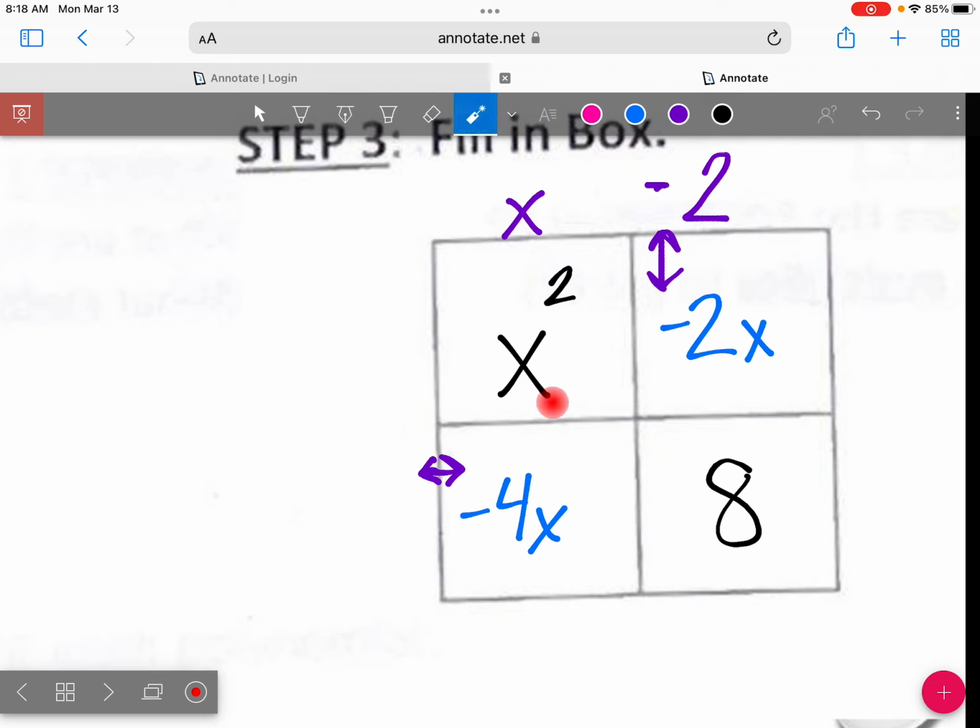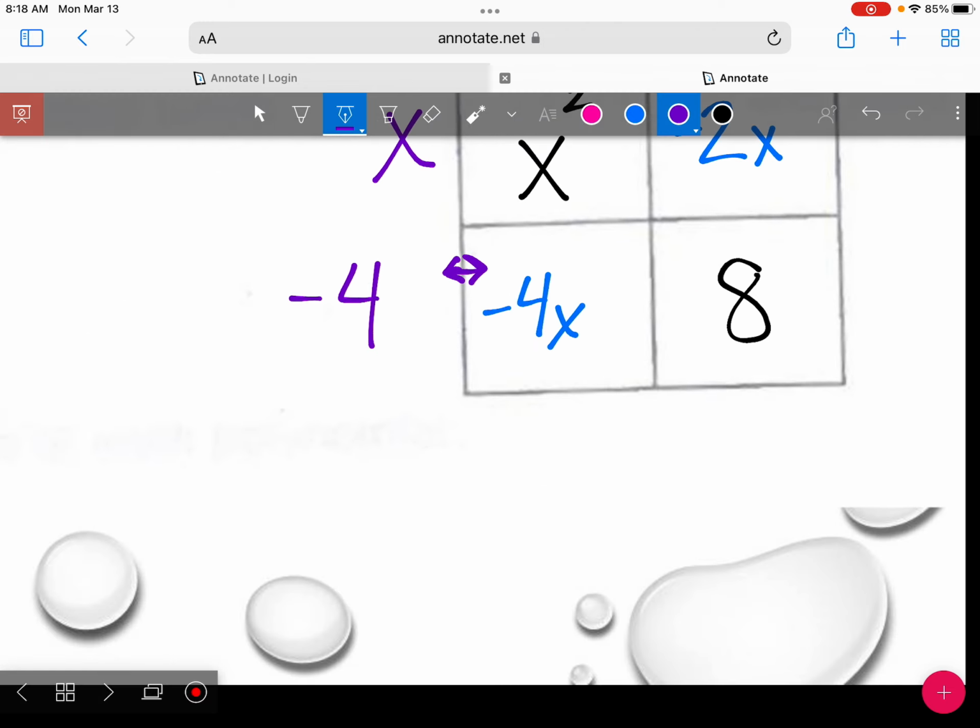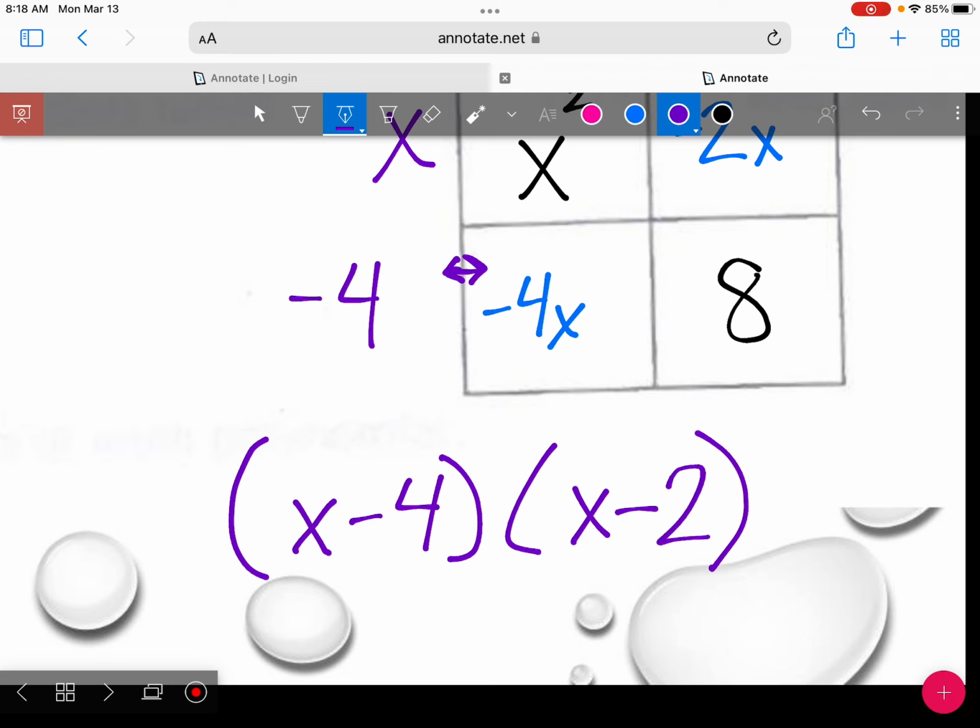So then we need to do our rows. What's shared between x squared and -2x? What's going to be our common factor here? X. What is our common factor here? -4. And what this does is this gives us our factored form. We have our x minus 4 and x minus 2.